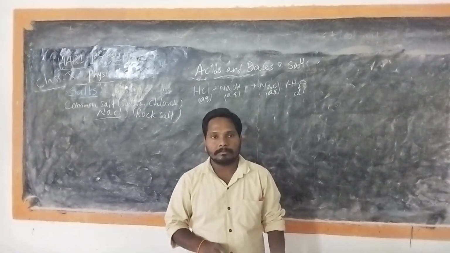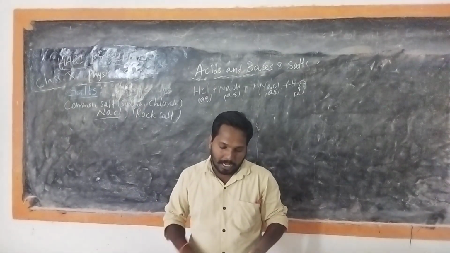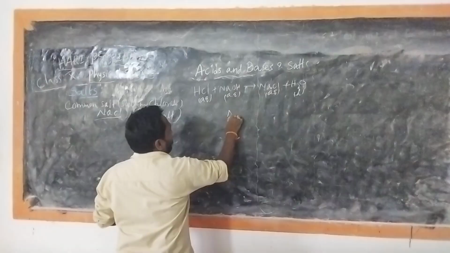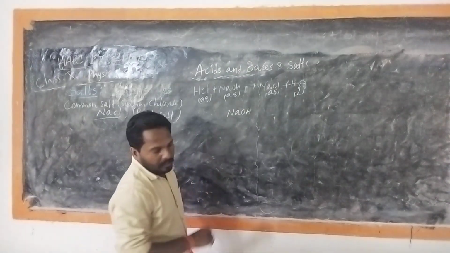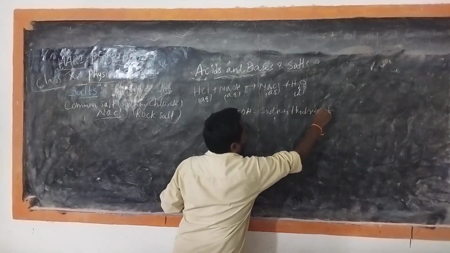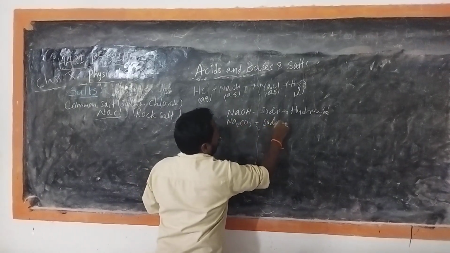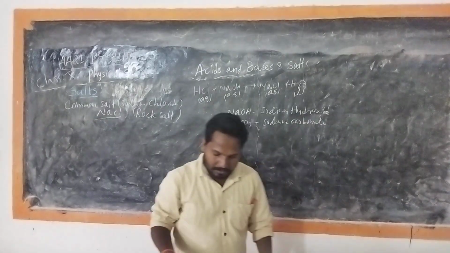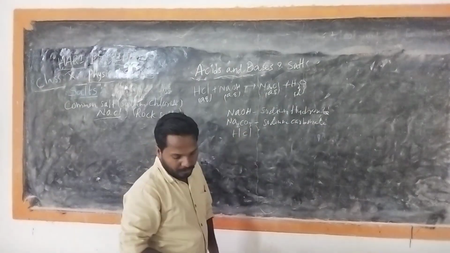Then, uses of common salt. It is a raw material for making a large number of useful chemicals in industry, such as sodium hydroxide, sodium carbonate, etc. Hydrochloric acid is also obtained from sodium chloride.